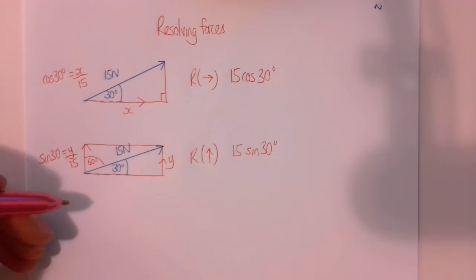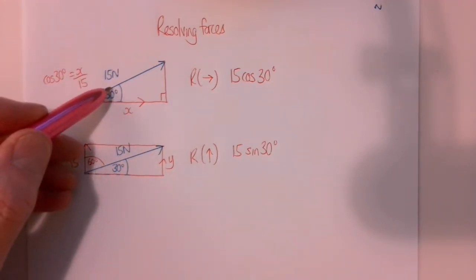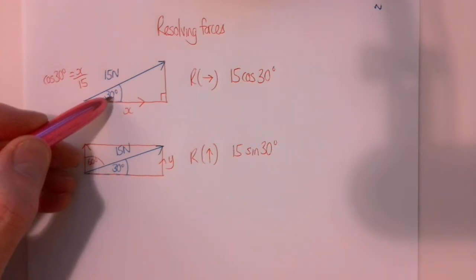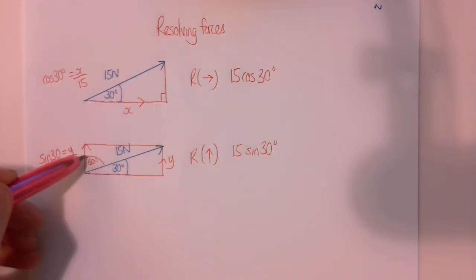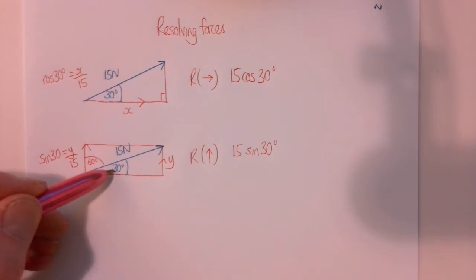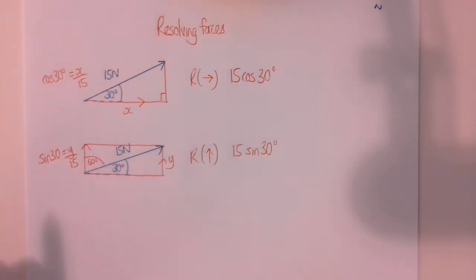So basically, if you know the angle, it's cos. So I knew the angle between the force and the horizontal here. And if you don't know the angle, so I don't know this angle here, but that angle's 30, then it's sine. We'll get used to it. I promise you we'll get used to it.